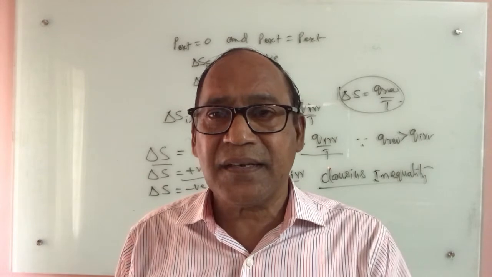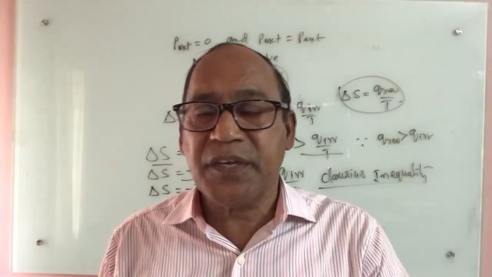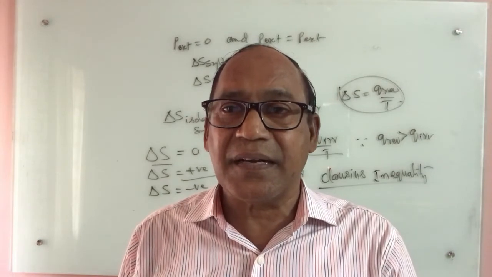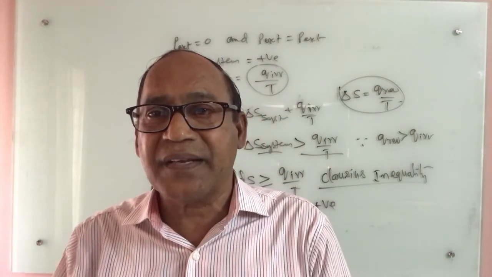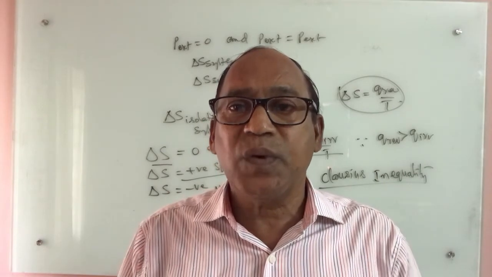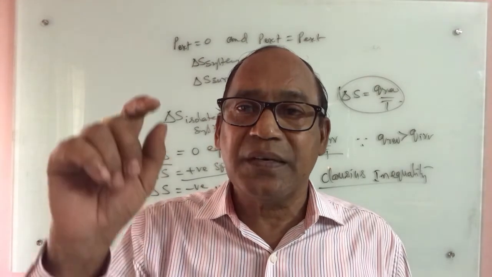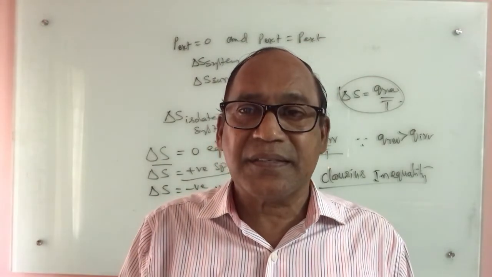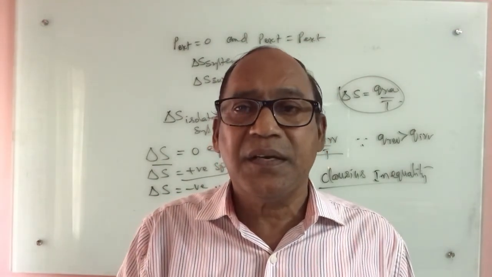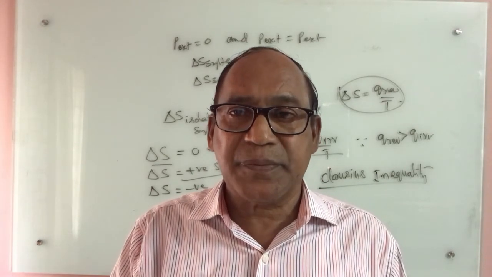Thus the Clausius inequality helps us to make a very concluding statement of the second law of thermodynamics. The first law says that the energy of the universe is conserved, a constant. Now the second law, we can make a very concise statement: the entropy of the universe always increases and tends to a maximum, keeping in view the natural process. The second law pertains to natural and spontaneous processes.